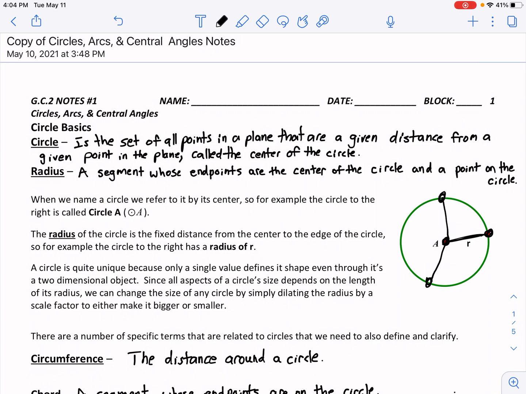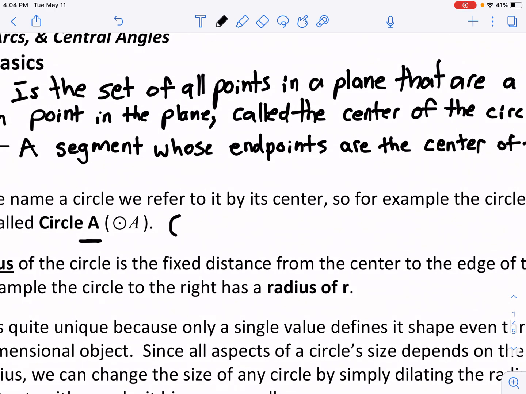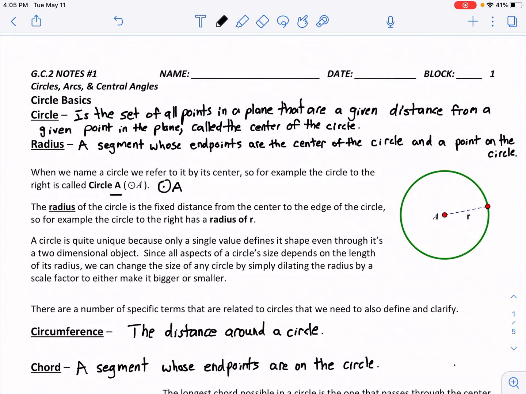Now, about naming a circle, we haven't actually named a circle before, but when we name a circle, we call a circle by its center point. For instance, we could call this circle A, where they put this little circle symbol here with the center and say that this is A. So we call that circle A, based on the center point of our circle. And it says the radius of a circle is the fixed distance from the center to the edge of the circle, which I mentioned before.